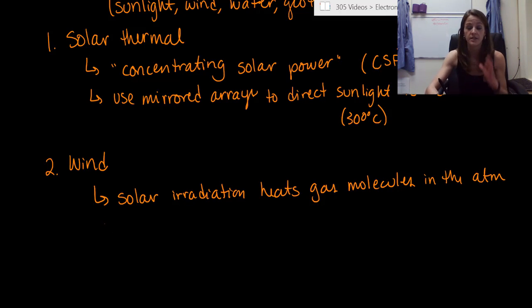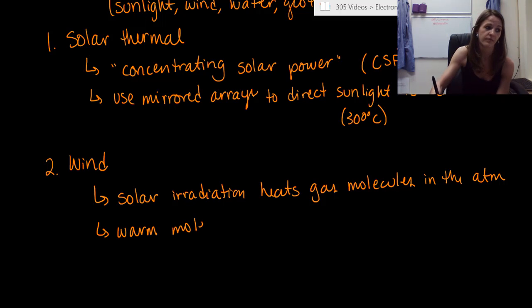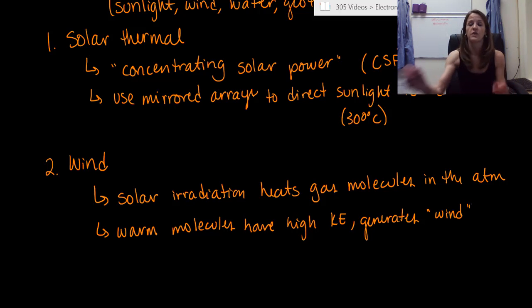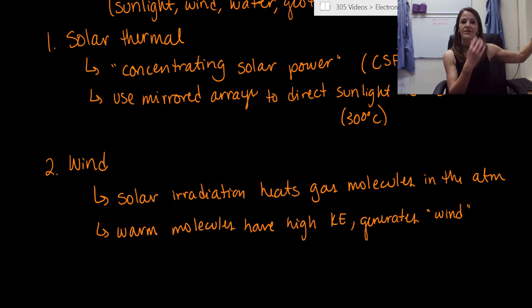Your sunlight, your incident radiation comes in, we know there are gaseous molecules here, the sunlight comes in, and it gives them a little bit of kinetic energy, so now they're moving around a little bit. So now, warm molecules have high kinetic energy. Okay, high kinetic energy. They're moving around a lot. This process is what generates what we refer to as wind. Molecules with high kinetic energy are moving, and when they all move together, we get wind, right? Neat.